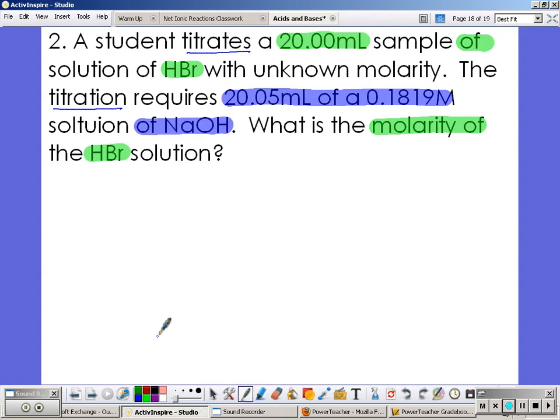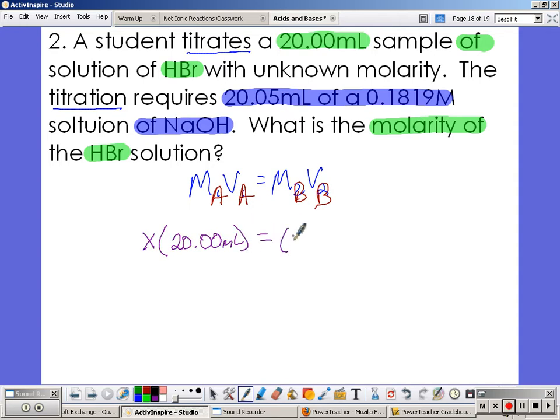So then M1V1 equals M2V2. Instead of 1s and 2s, I could have A for acid, B for base, and then I just need to plug in my numbers. Molarity of the acid, again, is what I'm looking for. The volume is 20. Molarity of my acid times the volume of my acid. Again, the volume does not have to be converted since we have V1, V2, as long as they're in the same units. So when I multiply, I get this number, and that would equal 20x.